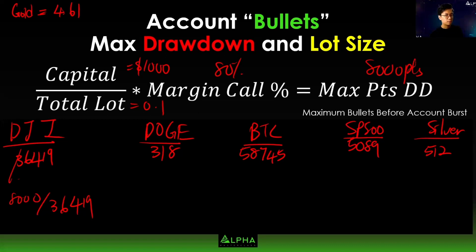Does MT4 or MT5 calculate crypto P and L based on a pip also? Okay, technically yes, but different brokers have different calculations. The broker that I'm using is in pips, but there are other brokers that use percentage.